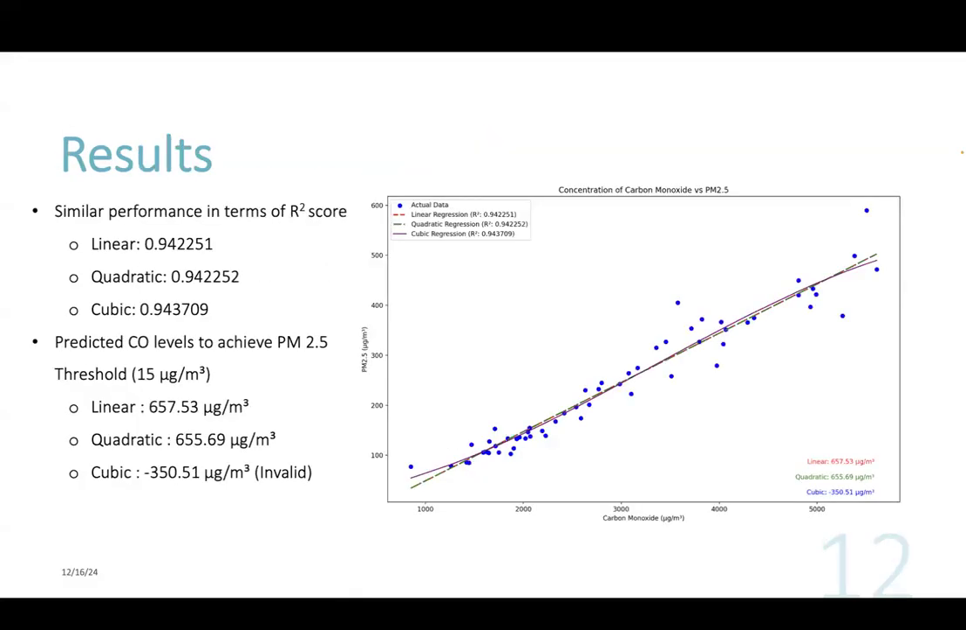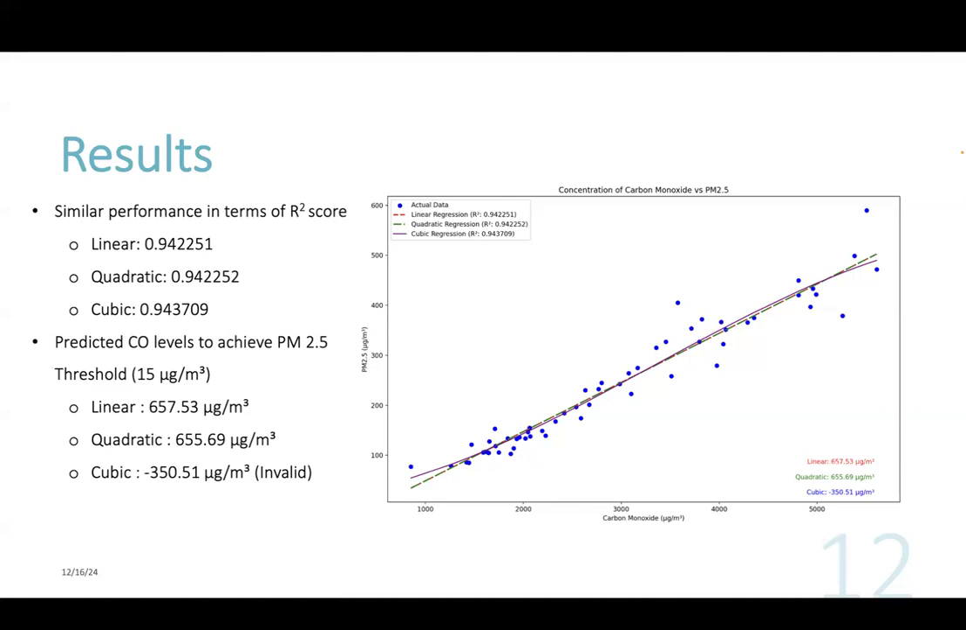So here are the results. It showed some similar performance in terms of R square, with all of them just differing starting from the third decimal point. But overall, they performed pretty similar. And they also predicted CO levels to achieve the PM 2.5 threshold of 15 micrograms per cubic meter.